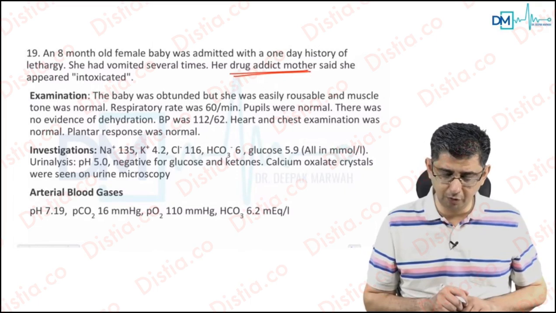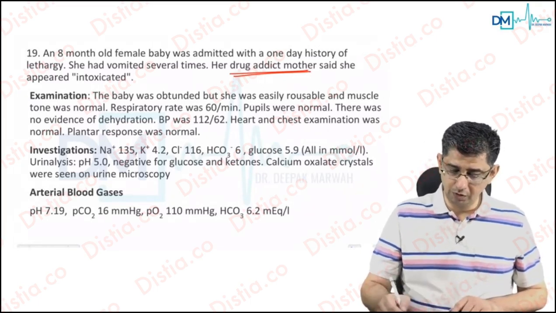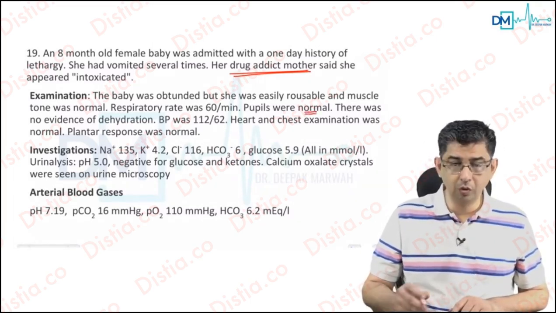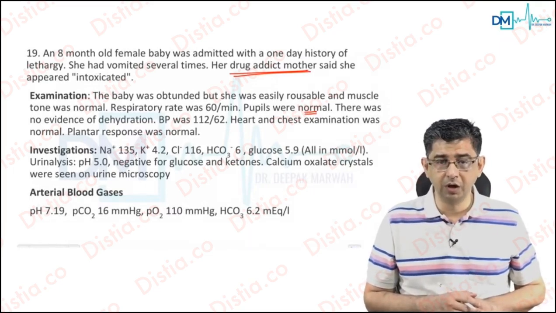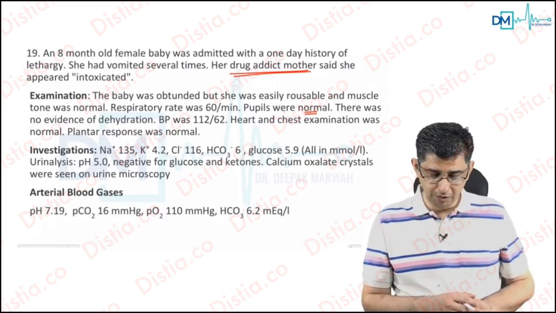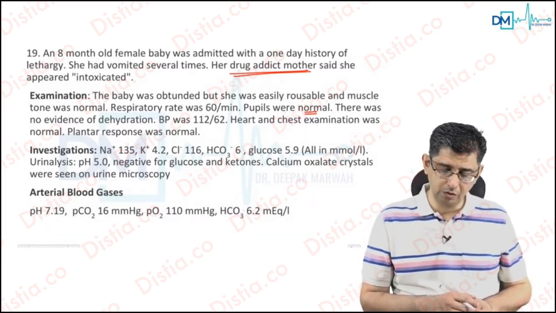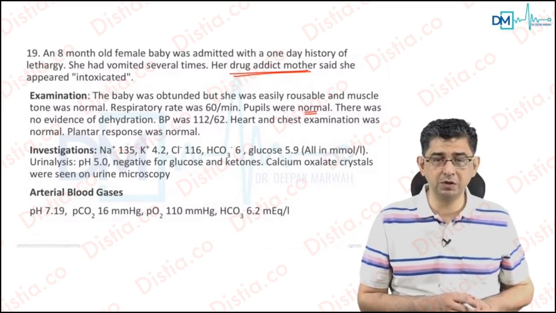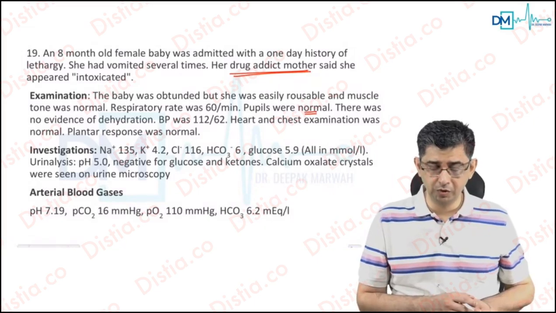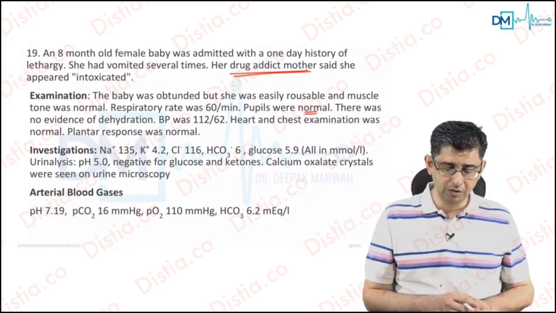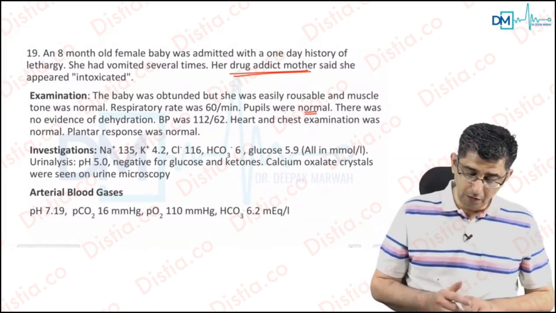I would think it to be in the 40s. Pupils are normal, so there are no opioids that we are talking about. There is no evidence of dehydration, that's good. Blood pressure is fine. Heart and chest examination is normal. Plantars are normal. So the good news is that the baby is having only tachypnea. Since pupils are normal, that means at least the CNS part is not depressed in this child.